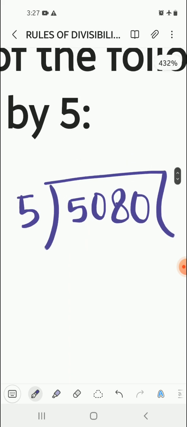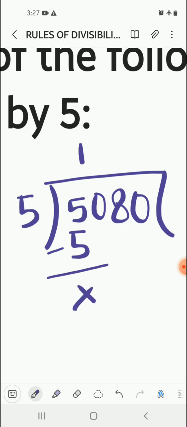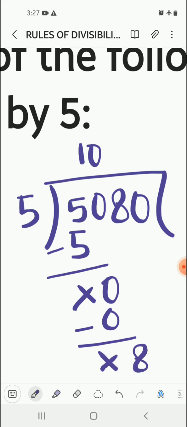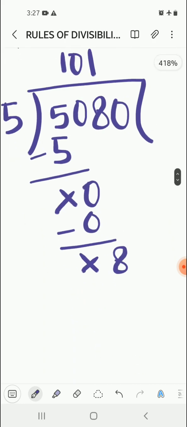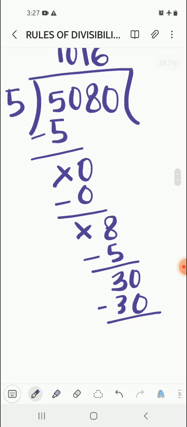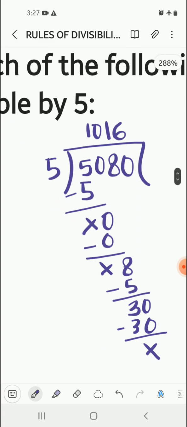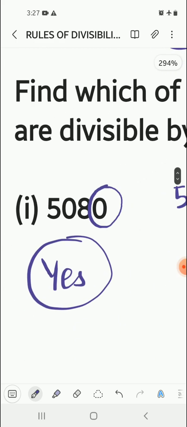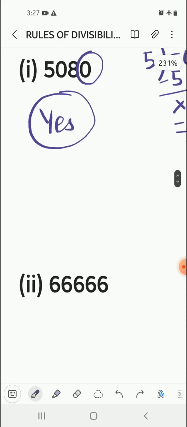5080 divided by 5. 5 into 0 is 0. Then 8, 5 into 1 is 5, 3 as a remainder, then 0. 5 into 6 is 30. See, it leaves no remainder. Therefore, we can conclude that yes, it is divisible by 5. Hence proved. Similarly, we will move to the other question.